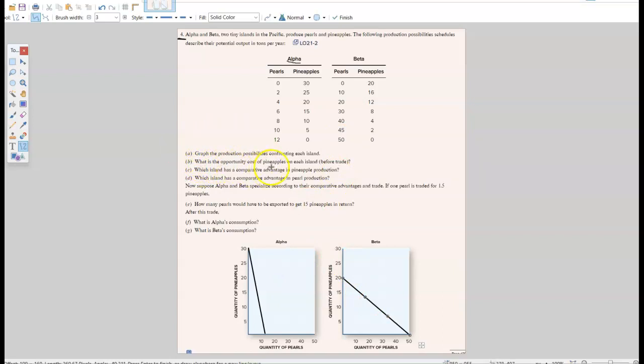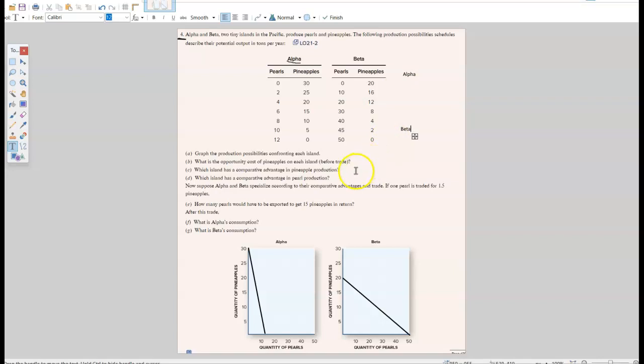Part 2, what is the opportunity cost of pineapples for each island? So what this is asking is, if alpha produces 1 pineapple, how many pearls do they have to give up? When beta produces 1 pineapple, how many pearls does it have to give up? And the way you're going to do this is, I'm going to write the 2 extremes, 30 pineapples to 12 pearls for alpha. So I'm going to write down alpha right here. First, I'm going to type in alpha. And then I'm going to put beta right here, beta.